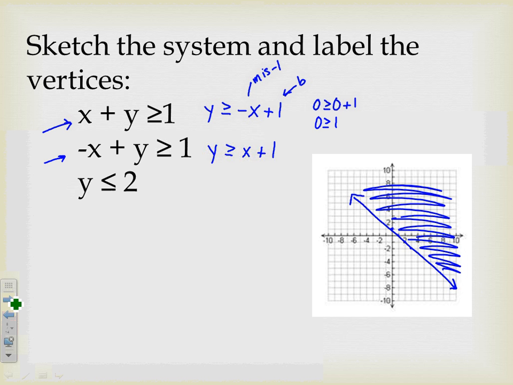Okay, so ready to graph. B is again 1. So it'll start at the same spot. But now on this one, my slope is positive 1. So I'm going to go up 1, right 1. My symbol tells me, again, it's going to be a solid line.